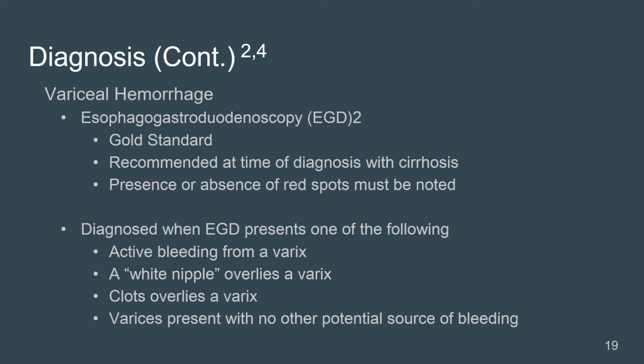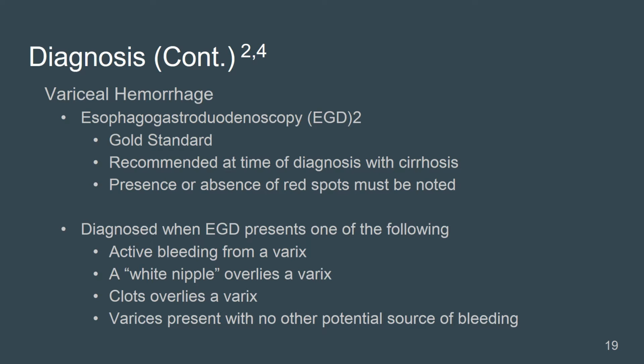EGD is your gold standard, and that is recommended at the time of diagnosis with cirrhosis. And once you start looking for the varices, you want to make note of any presence or absence of red spots, because that will indicate bleeding. So absence would be a good thing. And so this variceal hemorrhage is diagnosed when EGD presents one of the following.